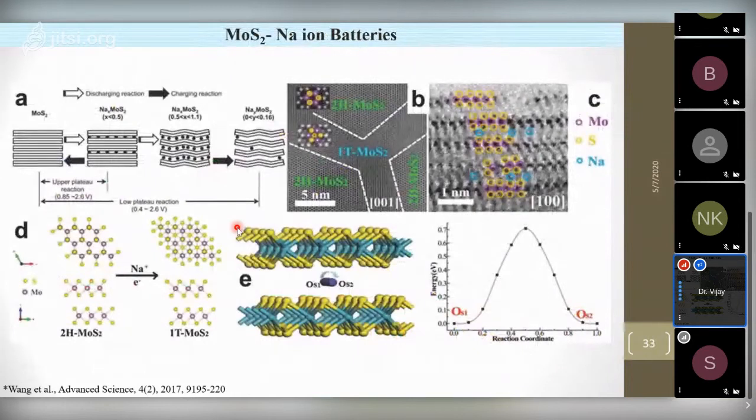This can also be used in sodium-ion batteries instead of lithium-ion batteries by using different combinations. Here, the sodium is intercalated instead of lithium, and 2H and 1T are the different phases of MoS2. We also tried to synthesize a different phase of MoS2 within a single carbon or single atomic layer to fit such applications.